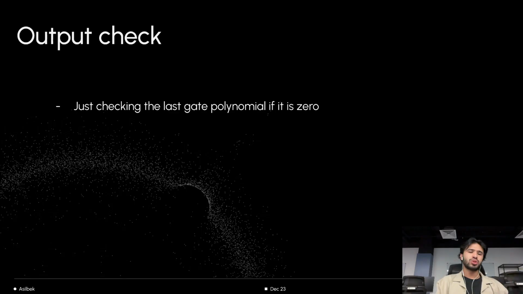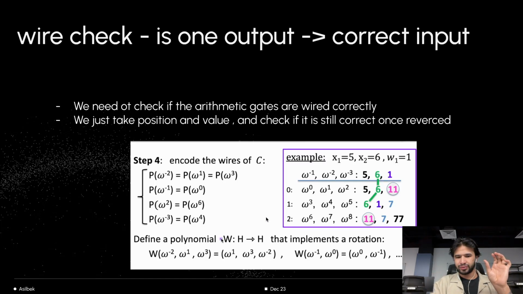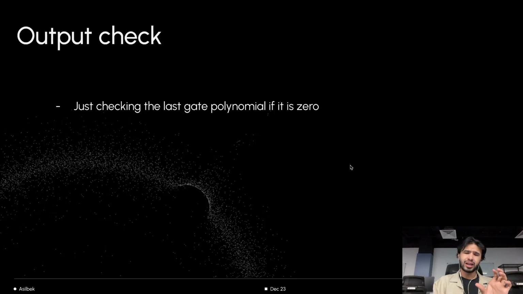And the last one is the output check. We have the very last gate, and the very last gate's polynomial should be equal to 0, because if all the polynomials are correct, it has to be 0. That's how it checks out.